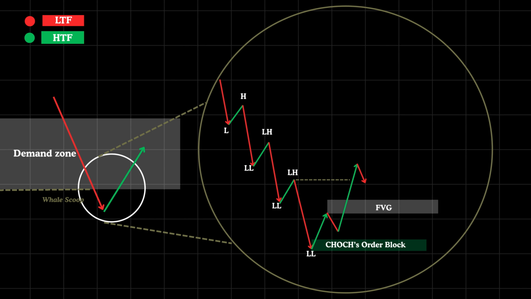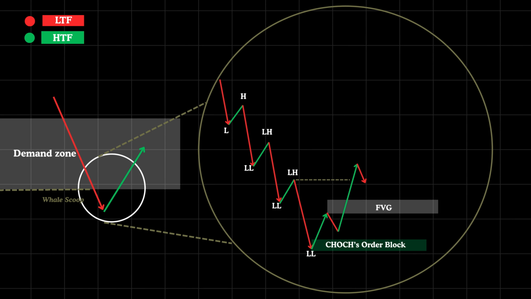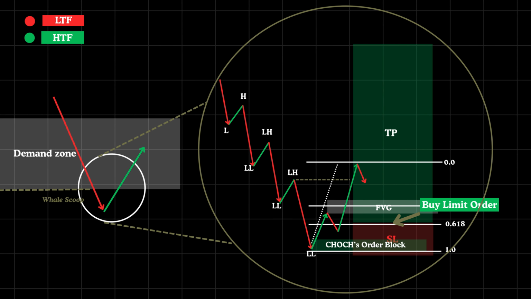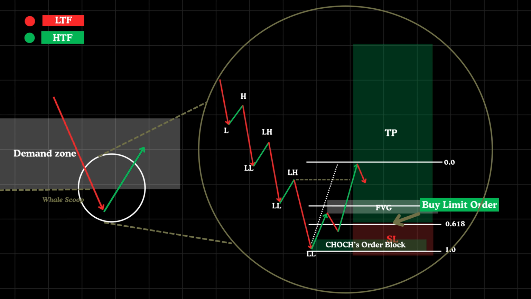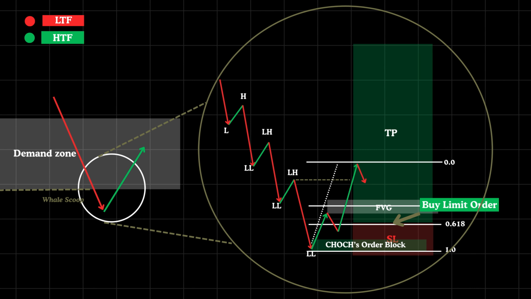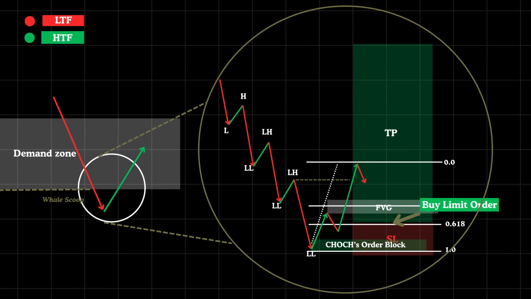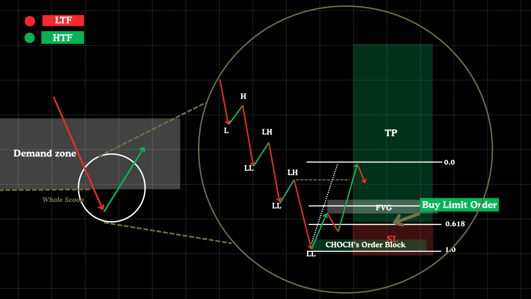The next step involves switching to a lower time frame to closely observe price action and patiently wait for a confirmed change of character, CHOCH, pattern. Once this market structure shift is identified, we set our entry at the 61.8% Fibonacci retracement level of the CHOCH wave. The stop loss should be placed a few pips below the lowest point of the whale scoop. For take profit, TP, you can target the nearest external liquidity on the entry time frame. If you're aiming for a higher risk to reward, R ratio, you can place your TP at a key level from the higher time frame.